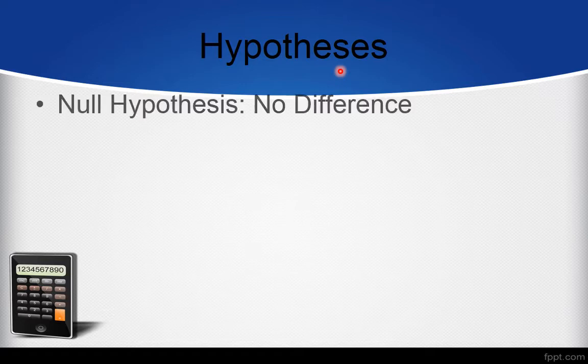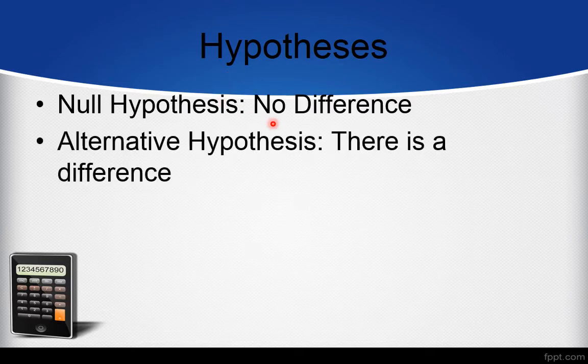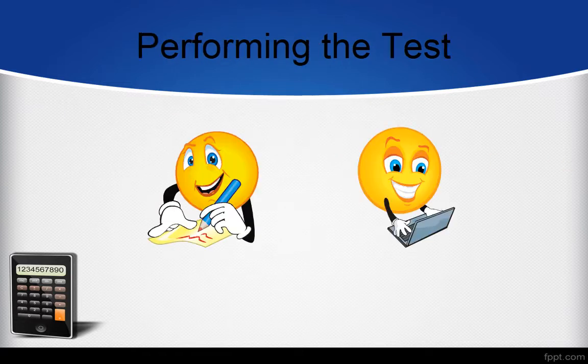So for a t-test, our null hypothesis is that there is no difference between the two groups, whereas the alternative hypothesis is that there is a difference between the two groups. So if we get a significant p-value and we reject the null hypothesis, we are going to conclude that there is a difference between the two groups. So now that we have our hypotheses, we can begin to perform the test.